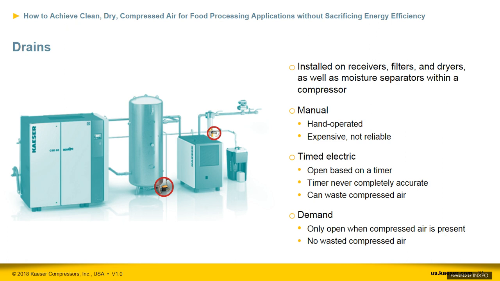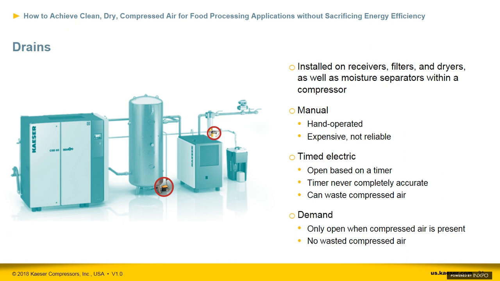The timed electric drains are set on a fixed timer to discharge and the break in between. This makes them a bit more reliable. However, they will always open when the timer goes off, even when there is no moisture present, therefore wasting compressed air. It's also important to adjust the timers for the season. They would need to open more often during the summer than in the wintertime. The time adjustment must be done manually, so it is easy to miss.